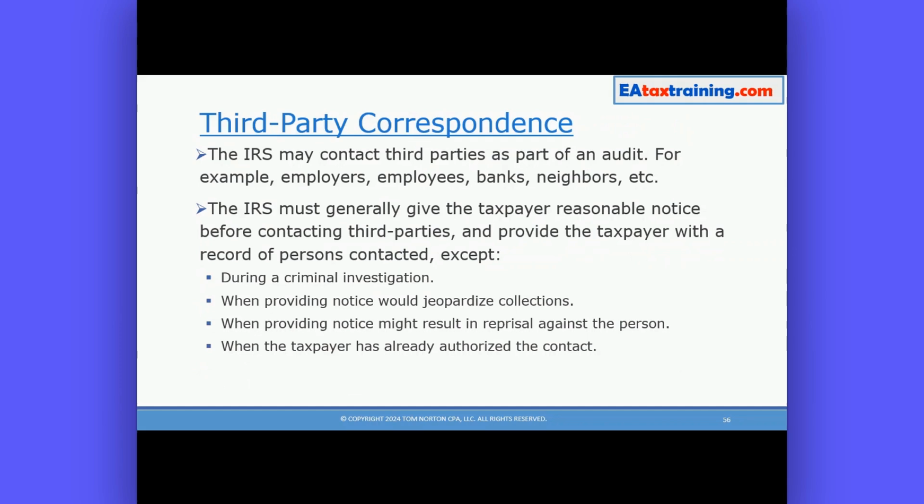There are some exceptions, though, that are on the screen. If it is a criminal investigation, they don't have to give you notice. If providing that notice would jeopardize collections, then they don't have to. Also when providing the notice might result in reprisal against the person. So they're worried that if they notify the taxpayer that they are contacting someone, the taxpayer is then going to go after that person. This could be in a lot of circumstances, but for instance, it could be in a husband-wife or divorce situation. And if the taxpayer has already authorized the contact, then of course the IRS does not have to give notice.